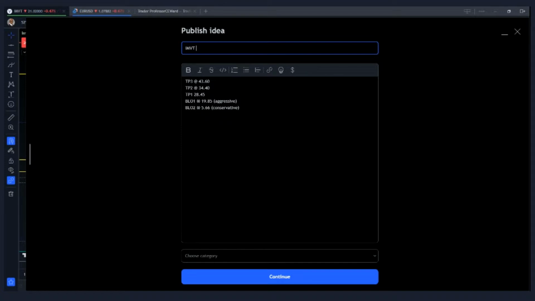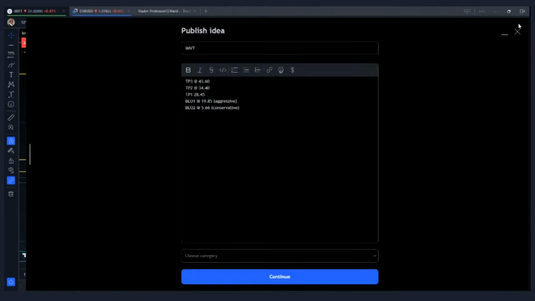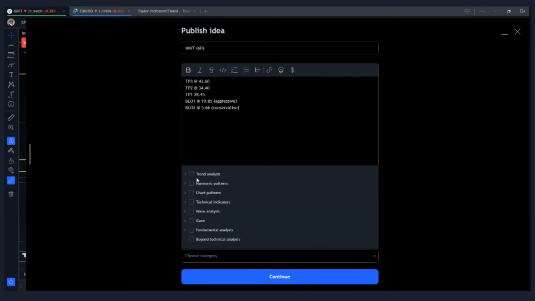Just saw a breakout pattern. They're just tickers to me. All I see is mostly a chart. Oh, okay, gotcha. Whatever's moving, huh? I got you. That makes sense. IMVT. All right, cool. And we're looking at the 6-day. I don't know any fundamental stuff about this company.